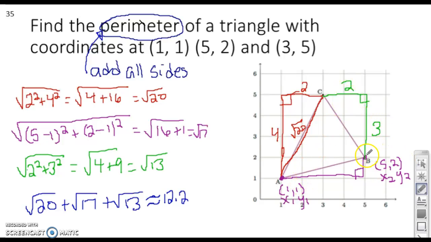So since I prefer Pythagorean theorem for side BC, I went ahead and drew my right triangle, got my side lengths, and plugged them into the Pythagorean theorem. Once you know all of your side lengths, you can go ahead and add them together to get the perimeter. And here the perimeter was approximately 12.2 units.